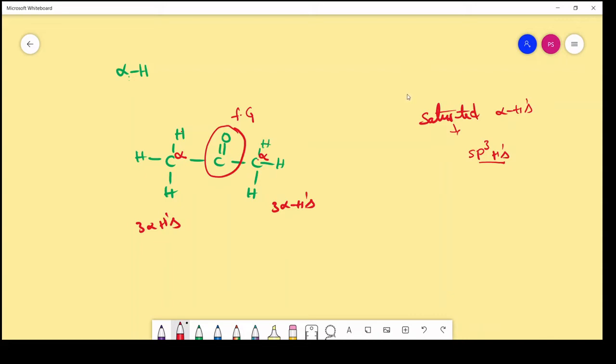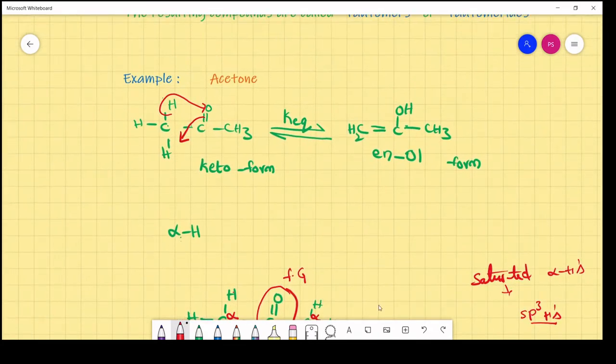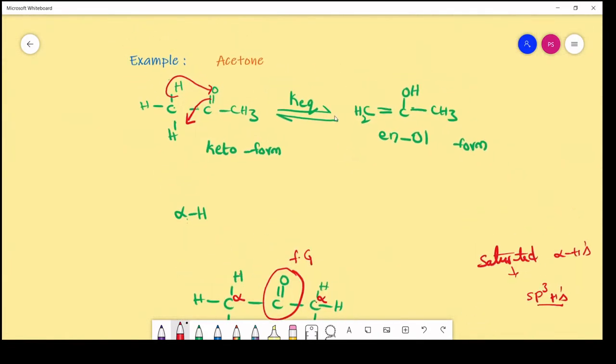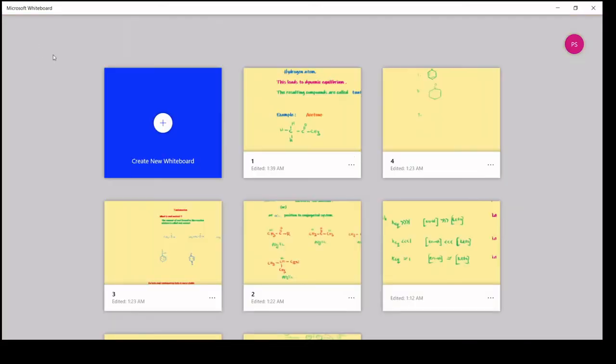the compound should have electron withdrawing groups like keto, nitro, cyano, ester, etc. So these compounds show tautomerism. Tautomerism means interconversion of two different structures due to migration of an alpha hydrogen atom. Is it clear? So now we will see the characteristics of tautomerism.